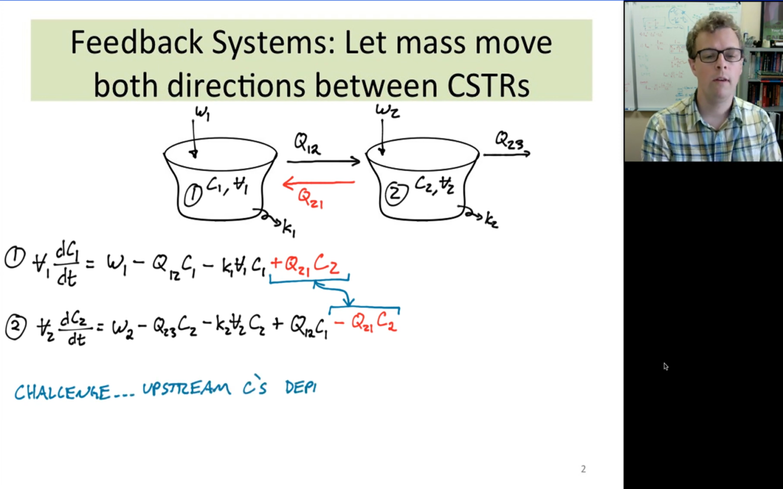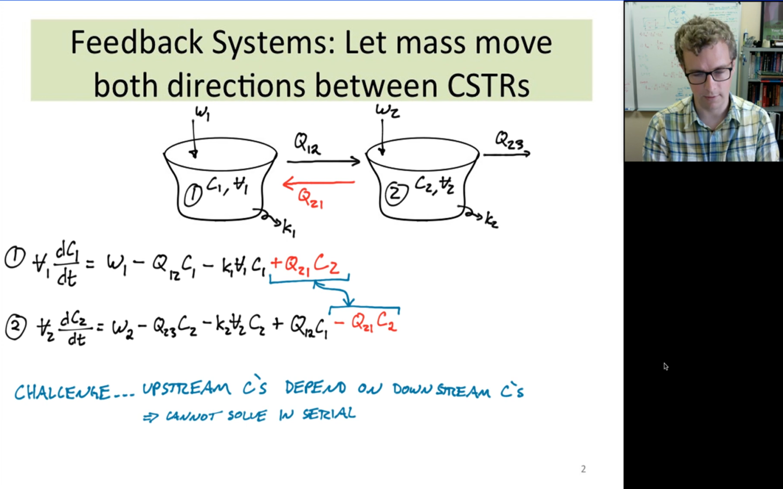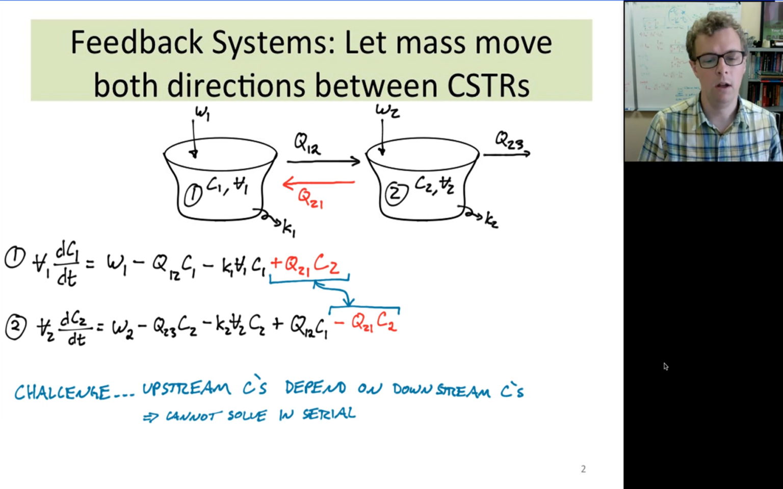Now, in the past, with a feed-forward only system, you could just solve that in serial order, meaning you could solve lake number 1, you would know the concentration in 1, then you could solve 2, you would know the concentration for 2, and you could solve 3, and so you could work your way down the system. What makes this a little bit more challenging now is that the upstream concentrations depend on the downstream ones, so they are interdependent on one another. That means we can't solve these equations separately, we've got to solve them simultaneously.